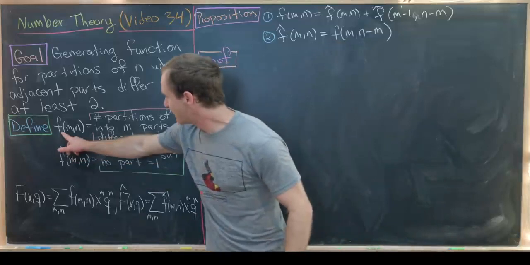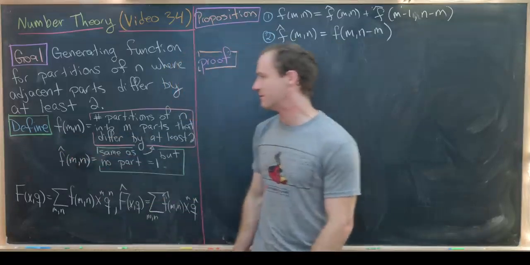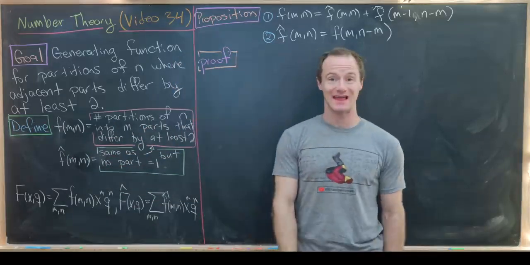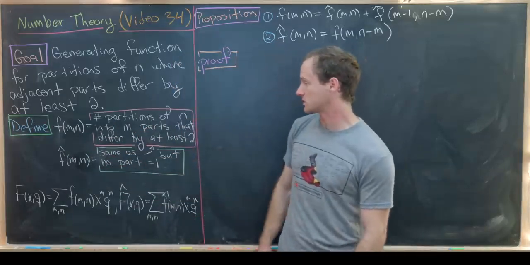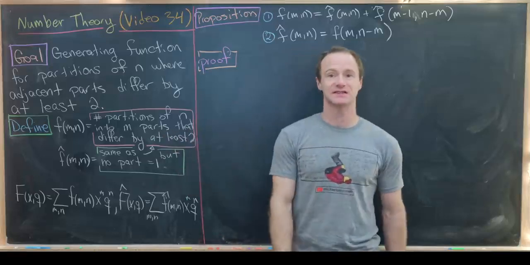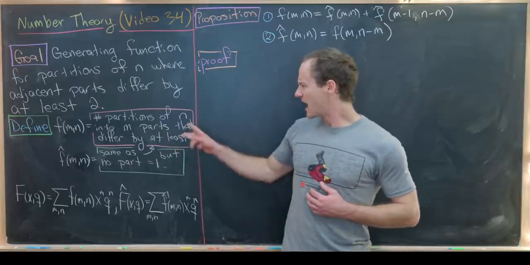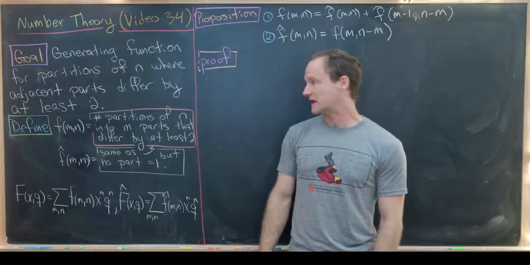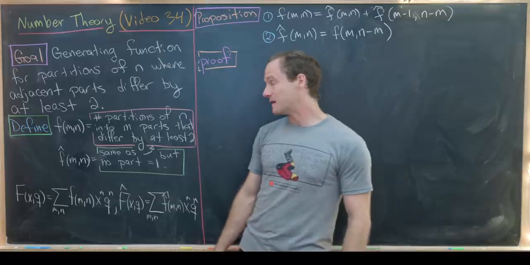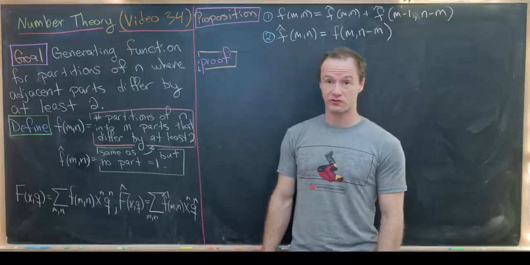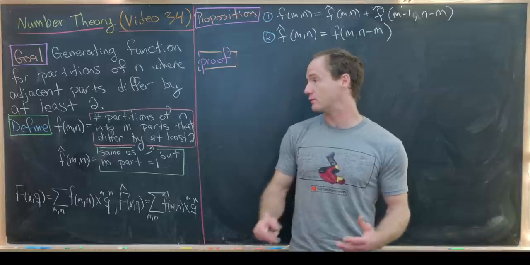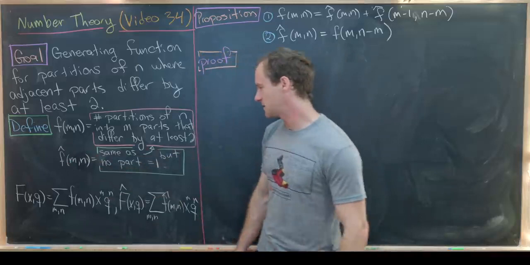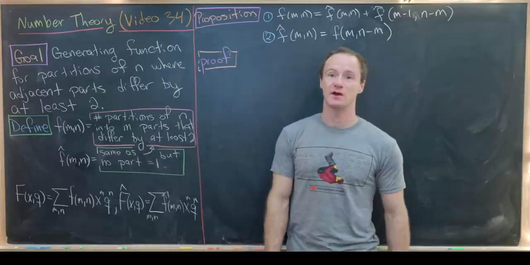So I've called them f of mn and f hat of mn. f of mn is the number of partitions of n into m parts that differ by at least 2. Maybe if you're having trouble figuring out what this means, look back at our example for n equals 9 and notice that m could be equal to 1, 2, or 3 in that case. If m was bigger than 3, then we would get 0 for this. Okay, and then f hat of mn has the same condition as this one up here.